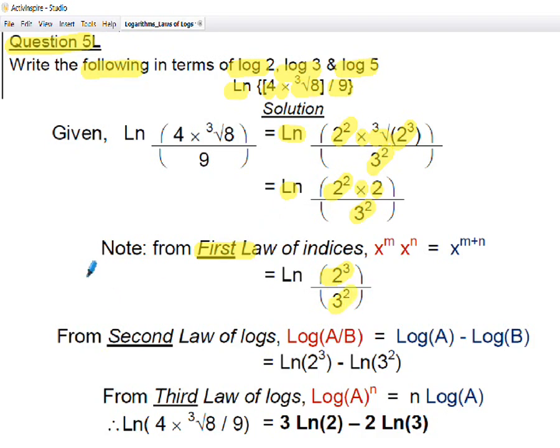On the next line I can apply the second law of logarithms here. This is where the log of a divided by b is equal to log of a take away log of b. So now I'll get the ln of 2 cubed take away the ln of 3 squared. Finally I apply my third law of logarithms and I get 3 times the ln 2 take away 2 times the ln 3. So I've now broken my problem down into just bases 2 and 3.